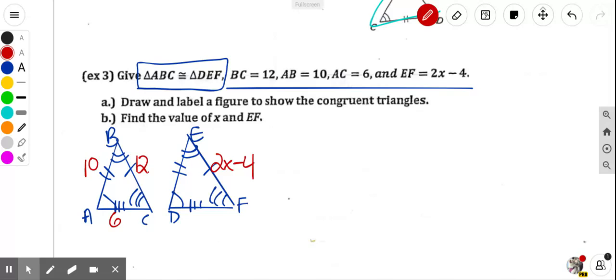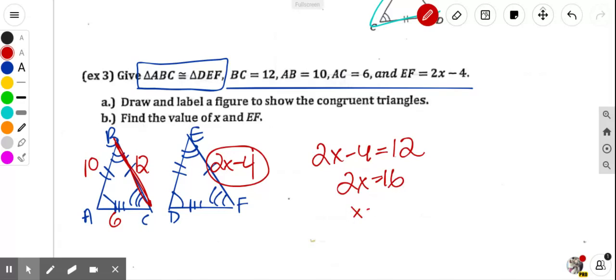So basically you just need to figure out, well, it's already marked, so it's kind of easy to figure out at this point, but look at the side, or sometimes it's angles. Look at whatever piece they gave you that has an expression in it, like a variable. So EF has 2x minus 4. So we need to figure out what side is equal to EF. Well, I already labeled it. It's BC. So all you have to do is do 2x minus 4 equals 12. And then solve. So 2x equals 16. X is 8, pretty easy. And then EF is 12.